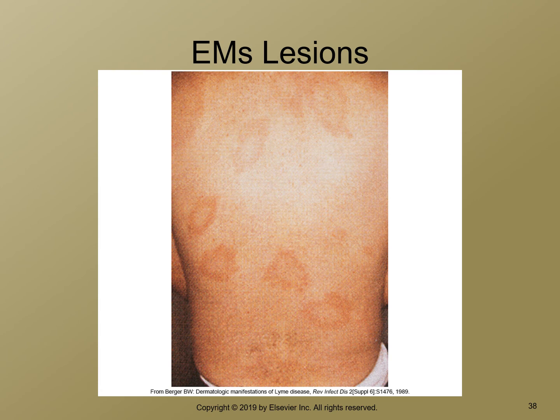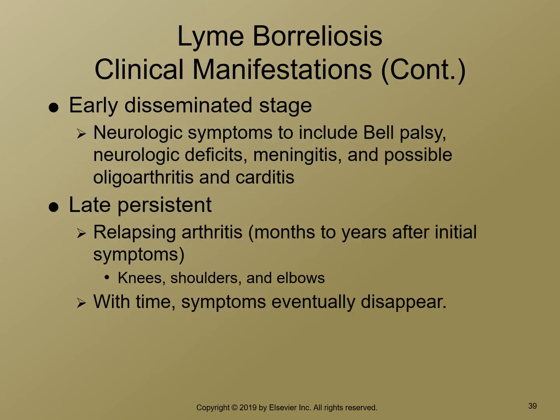An example of a patient exhibiting the characteristic erythema migrans lesions, and this patient actually has several on his back. In the early disseminated stage of the disease, symptoms usually occur weeks to months after infection, and during this stage, the most clinically significant symptoms are neurologic, such as Bell's palsy, neurologic deficits, and meningitis. Other symptoms that may appear include oligoarthritis and carditis.